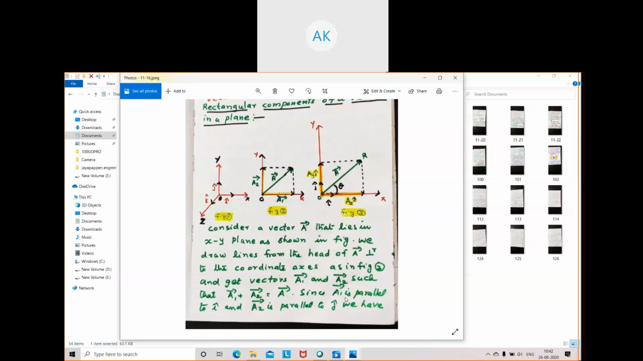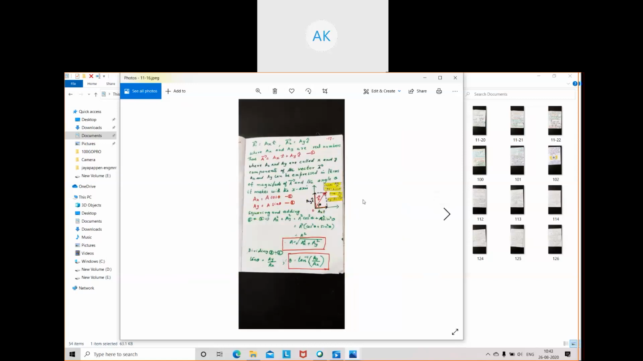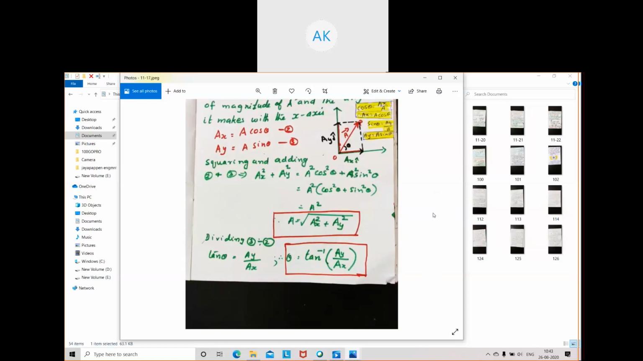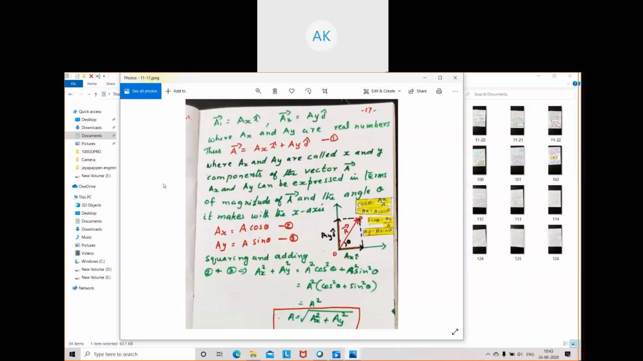Since vector A1 is parallel to i cap and vector A2 is parallel to j cap, we can write A1 as Ax. A1, I have written on the last page. A1 is Ax, that gives the magnitude, and i cap is the unit. We are expressing A1 in terms of unit vector.